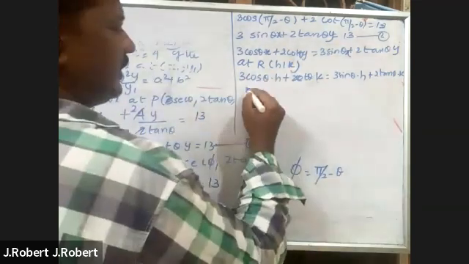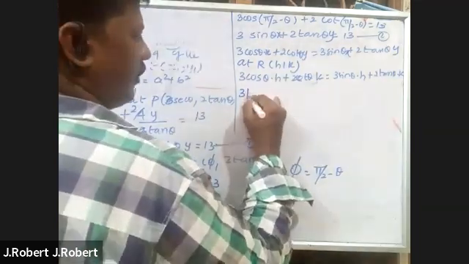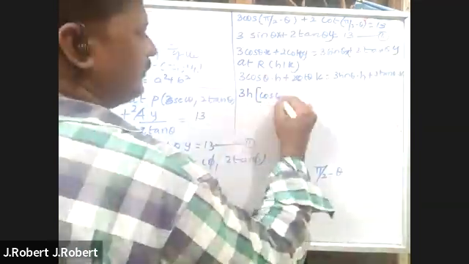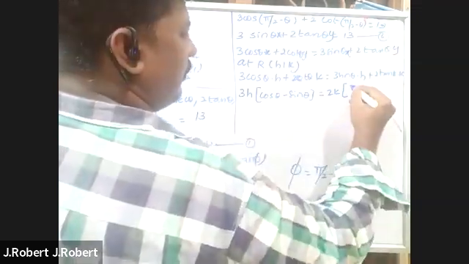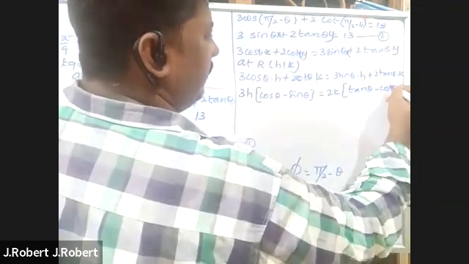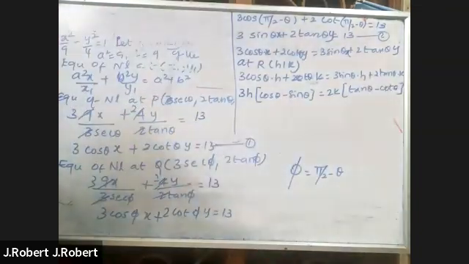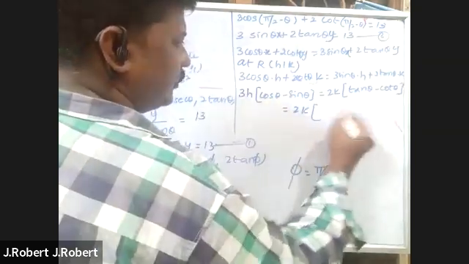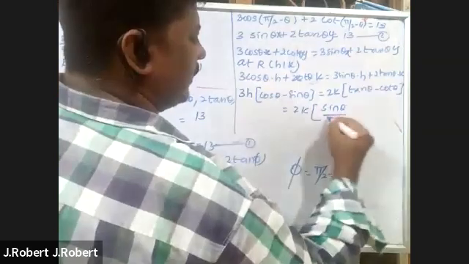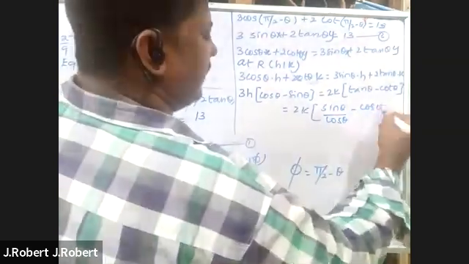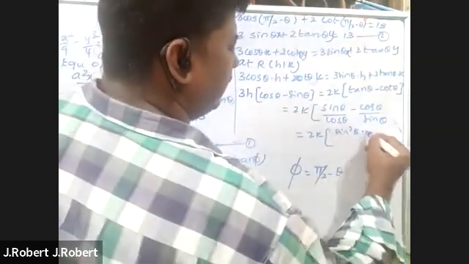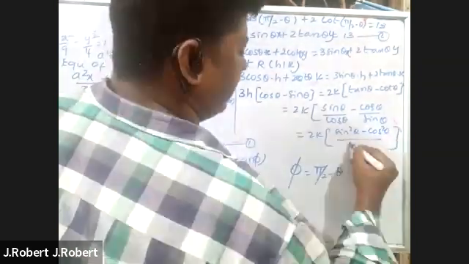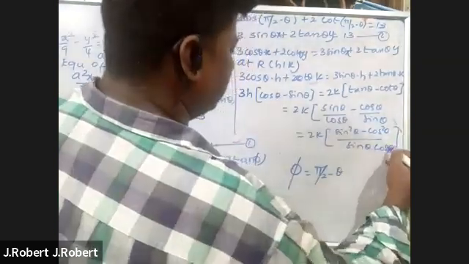So therefore 3h is common, then we have cos theta minus sin theta. Similarly, on the other side, 2k is common, and we have tan theta minus cot theta, which equals 2k into sin theta by cos theta minus cos theta by sin theta. Take LCM: 2k into sin squared theta minus cos squared theta divided by sin theta cos theta.